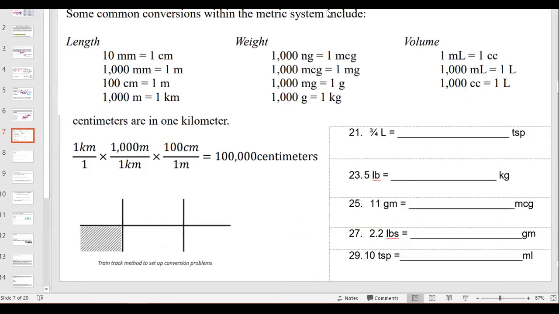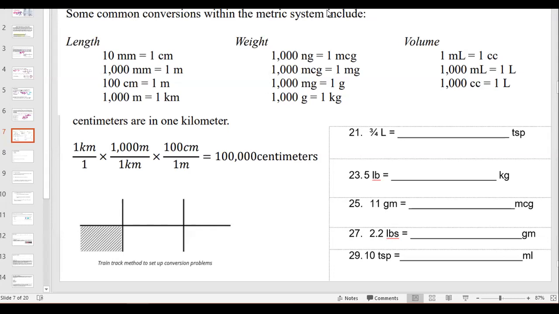So these are some of the questions that I had in the test, and these are some of the common length measurements or metric systems that we're going to be using for our length. We have 10 millimeters to 1 centimeter, 1,000 millimeters to 1 meter, 1,000 centimeters equals 1 meter, and 1,000 meters equals 1 kilometer. Weight, we have 1,000 nanograms to 1 microgram, 1,000 micrograms to 1 milligram, 1,000 milligrams to 1 gram, and 1,000 grams to 1 kilogram.